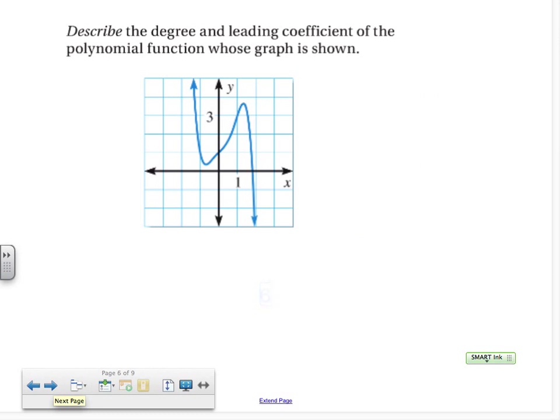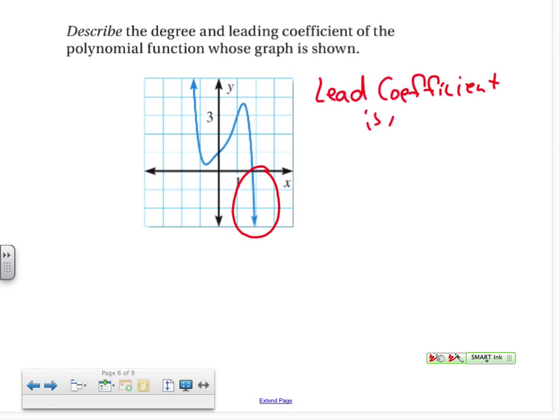And take a look at this graph. What is going on here? Pause, write what you think, and we'll go over it. All right, so as we look at the right hand, it's going down. So that means our lead coefficient is negative. And the two sides are going in the opposite direction, so the degree is odd.